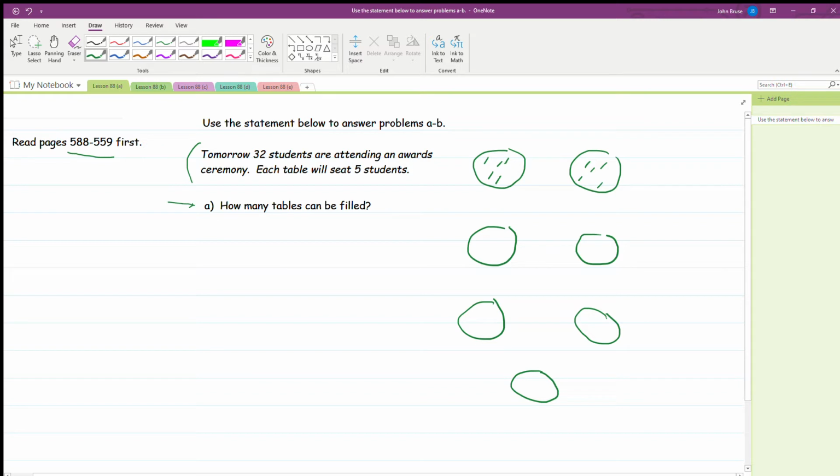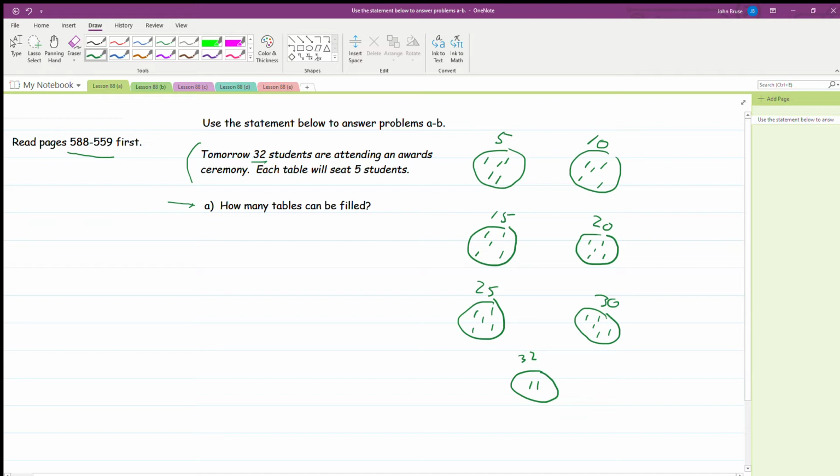Let's count while we're doing this. We've got 5. Now we've got 10. There's 15. There's 20. There's 25. There's 30. Now there's only 32 students. So I guess this last table is going to have 2. And that puts us at 32.